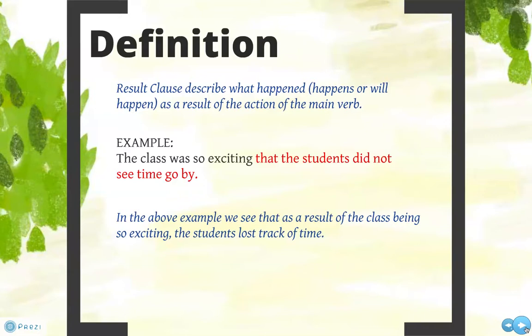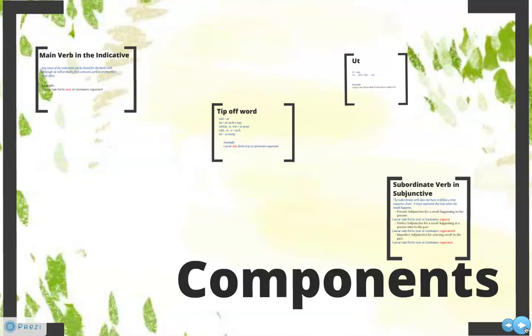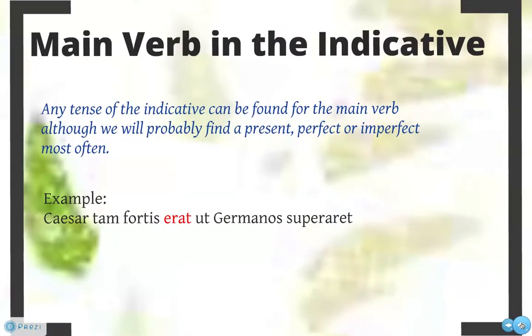Different elements in these clauses that we need to look at. That's our next step. What are the components of a result clause? We will see there's a main verb in the indicative, then what we call a tip of word. We will see the conjunction ut again that we saw in purpose clauses and other clauses, and the subordinate verb in subjunctive. A few interesting things to say about this. So let's first look at the main verb in the indicative.